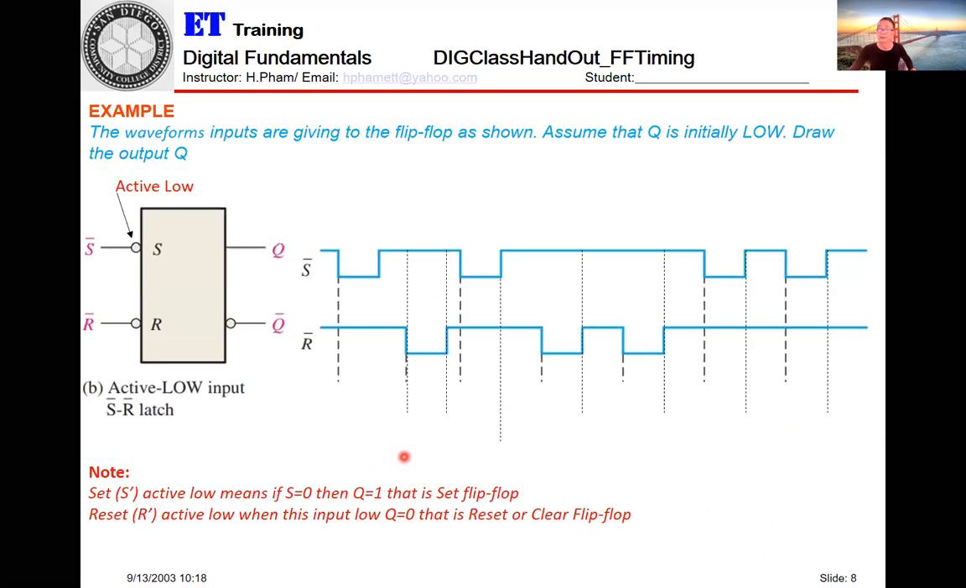Okay, now let's see the S and R. Do it, go ahead and calculate it. Assume Q will be low at the beginning. Q output.